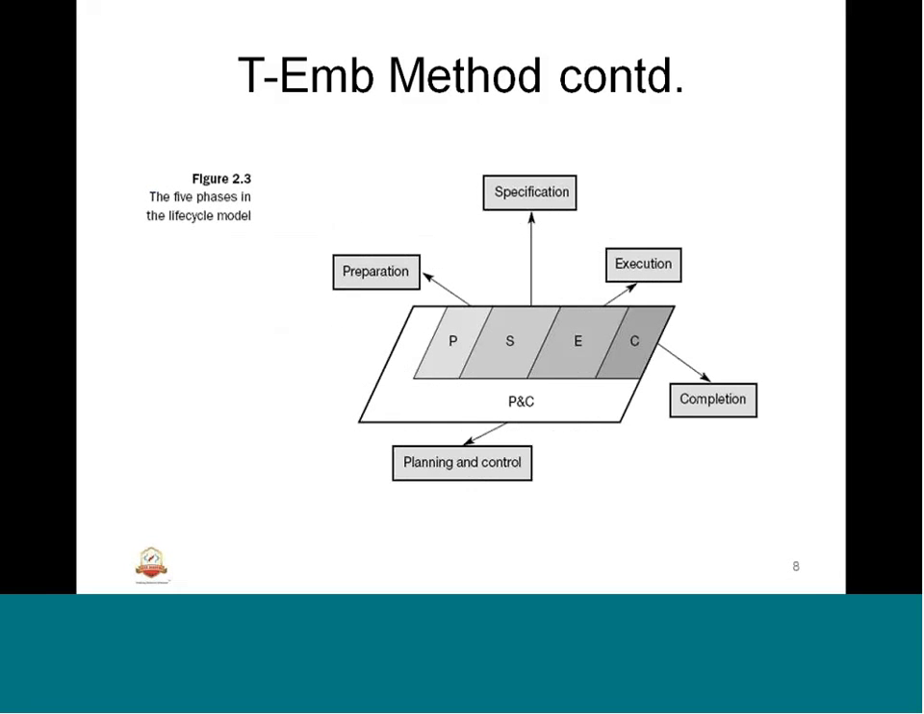So what are the 5 phases that are defined under life cycle? The preparation, specification, execution, completion. These 4 are all under one box called PNC, that is nothing but planning and control. There is a preparation phase where the tests are prepared or the test planning is done. Then once the test planning is done, we are going to define the specification. It is nothing but test specification, not the requirement specification. That will identify all the test cases, test scenarios, and all that.